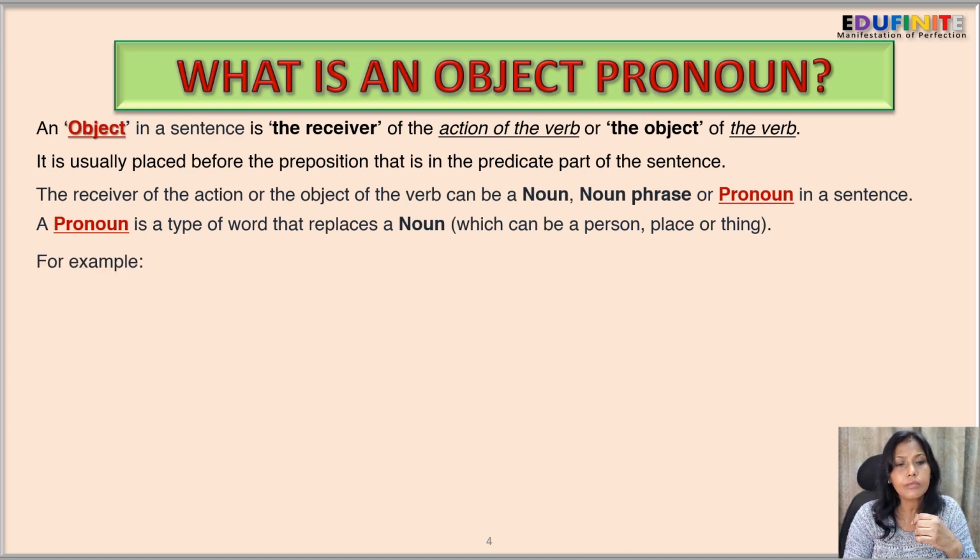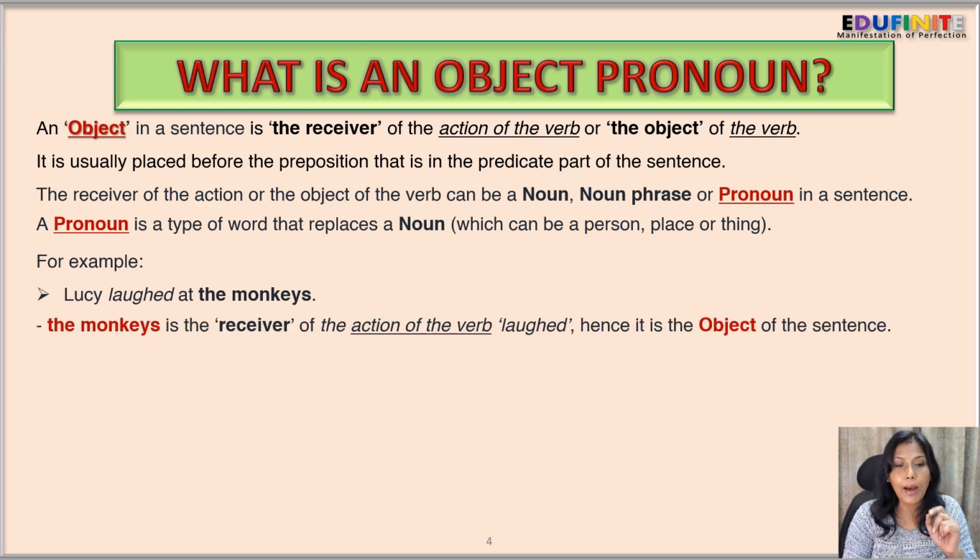Now for example, Lucy laughed at the monkeys. Whom did Lucy laugh at? The monkeys. So the monkeys is the object of the verb laughed. Or the monkeys is the receiver of the action of the verb laughed. Hence, it is the object of the sentence.